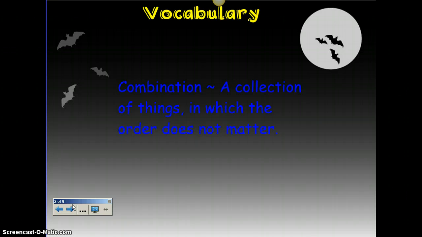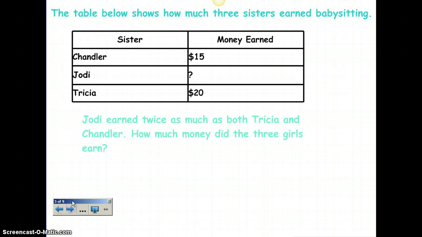Combination. A combination is a collection of things in which the order does not matter. Let's look at our first table.